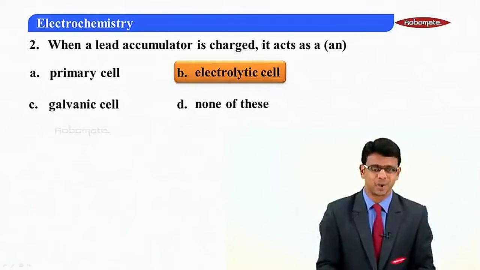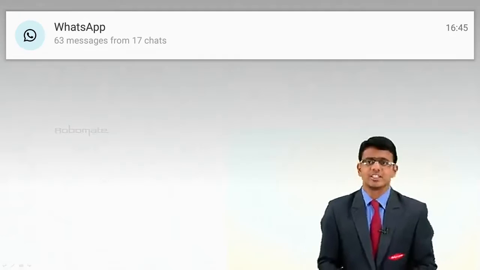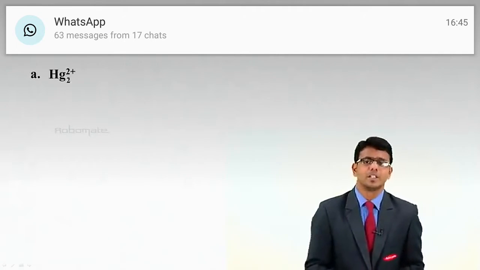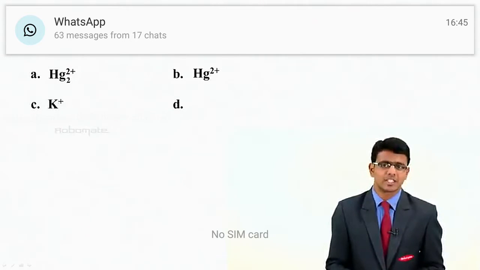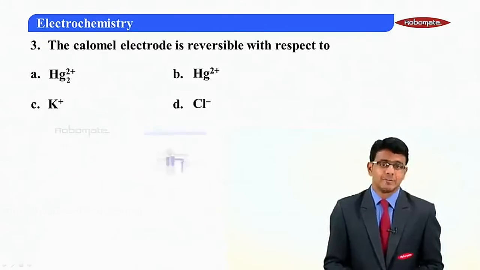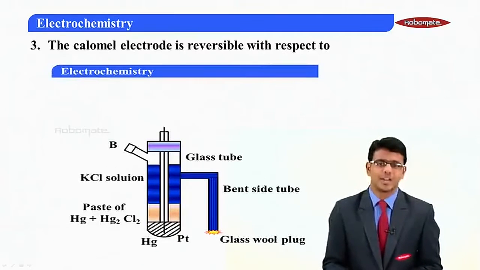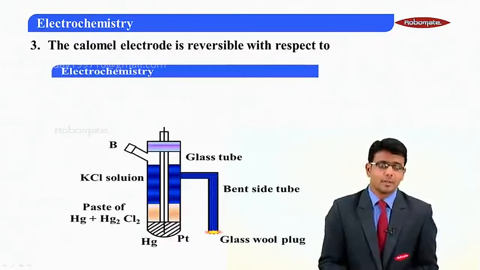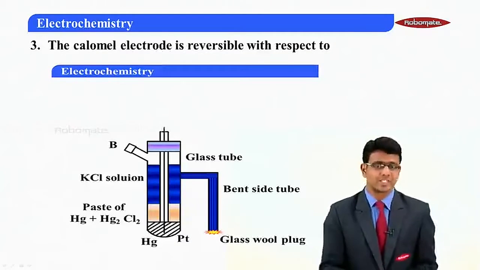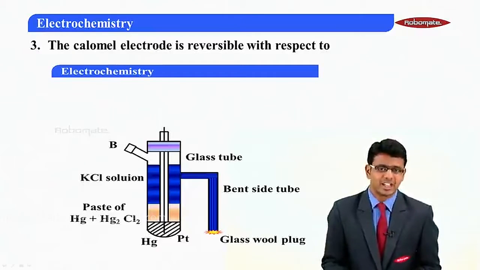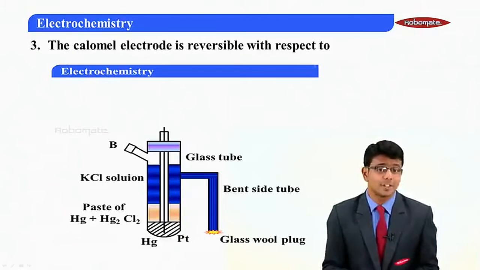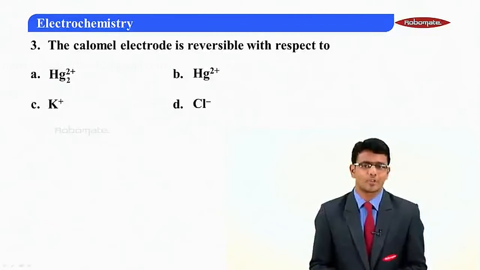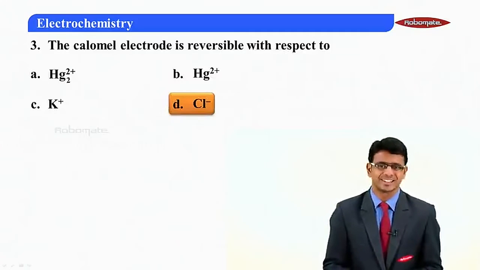Okay. Next question is, the calomel electrode is reversible with respect to, options are Ag2 plus, Ag2 plus, K plus, Cl minus. We have studied during the discussion of calomel electrode, right, that we have chloride ions which are common between the sparingly soluble salt, that is Hg2Cl2 and KCl solution, right? And this particular electrode is reversible with respect to chloride ions. Hence, we can say here answer is option D, that is chloride ions, right?